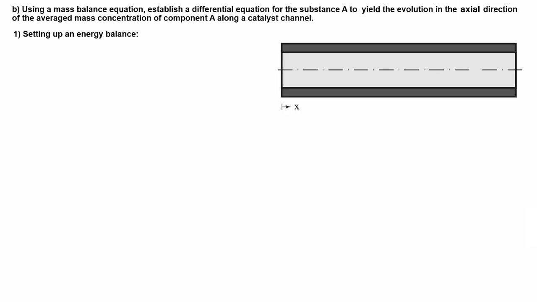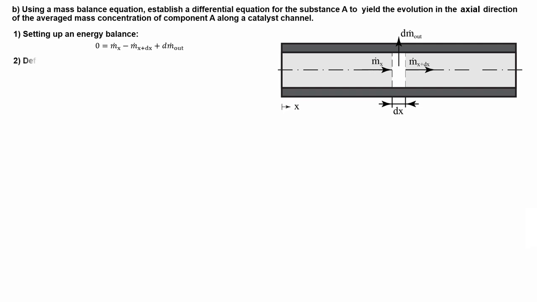In the second task, we are asked to derive the differential equation that governs the evolution of substance A along a catalyst channel in the axial direction. This equation is derived from setting up an energy balance around a one-dimensional infinitesimal element in the axial direction. In the axial direction, we have an effective flow entering and leaving the element, while at the same time, component A is transferred to the catalyzer wall by diffusion. So mass transport is governed by advection in the axial direction and diffusion between the wall and the fluid.